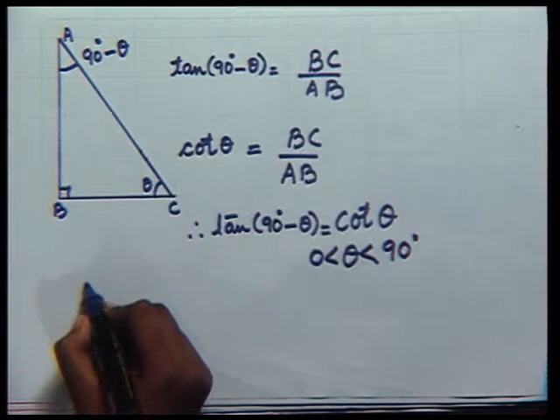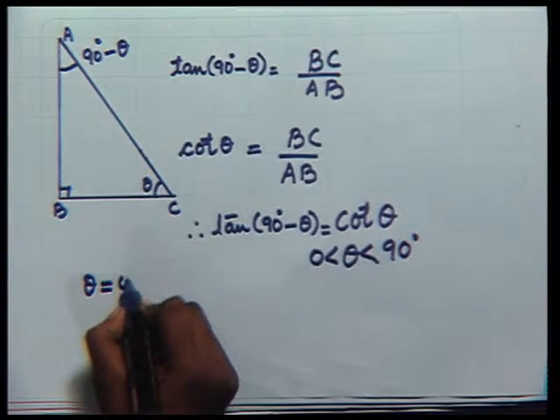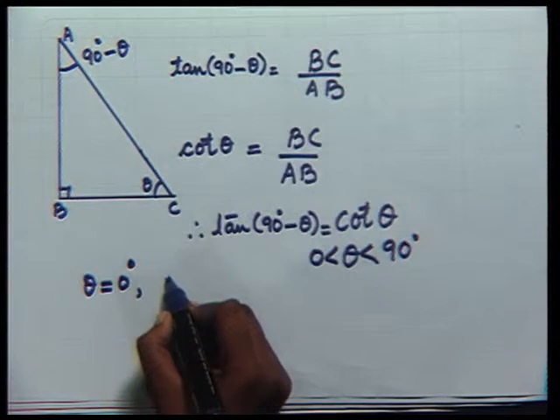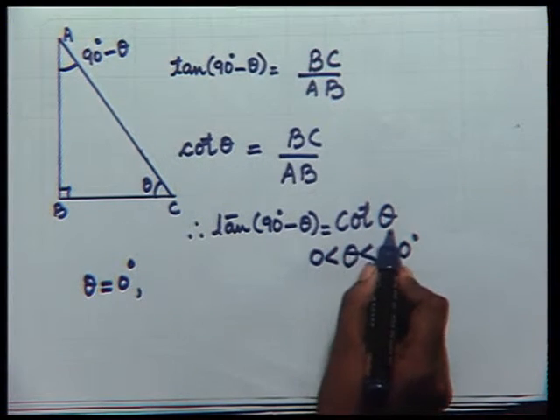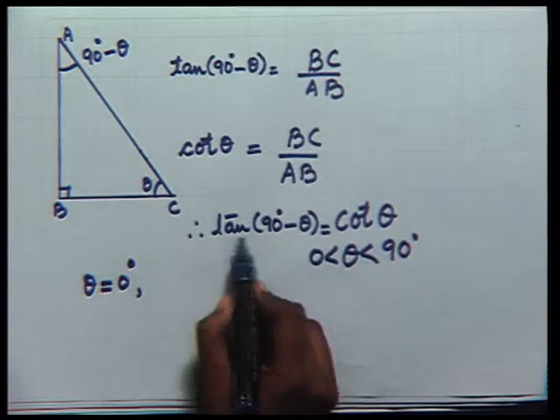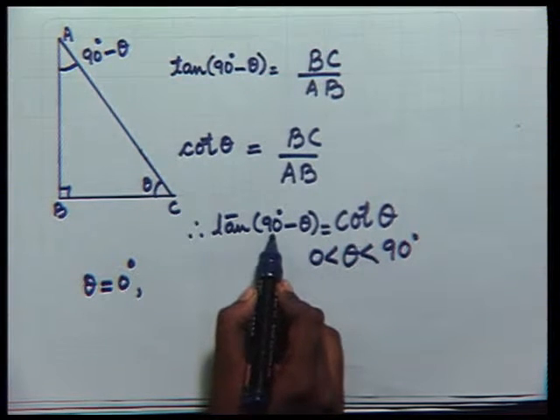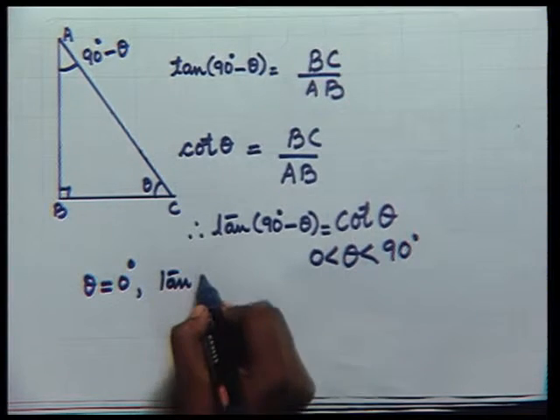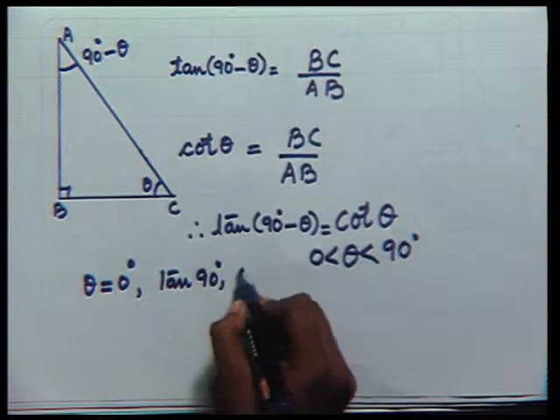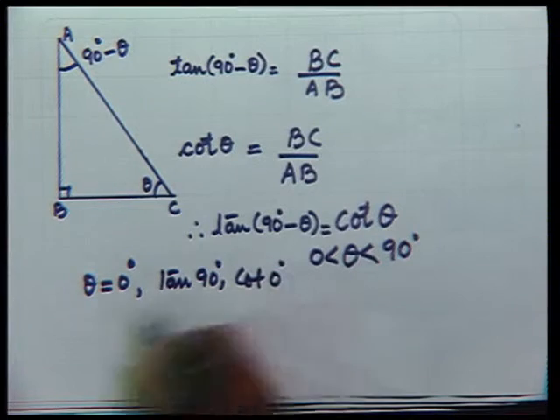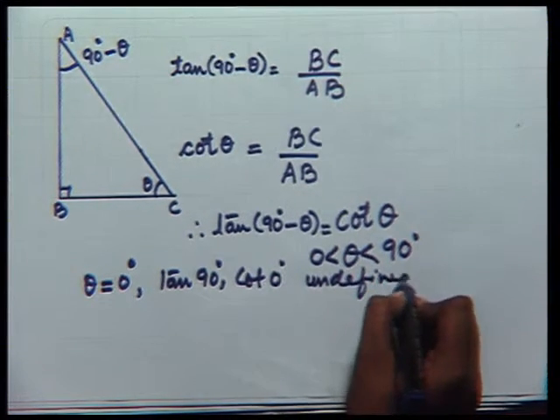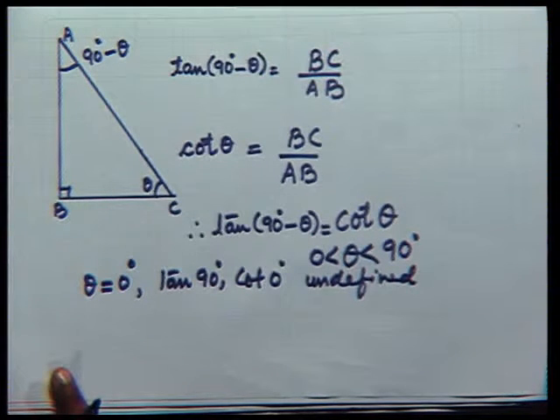Let us check for theta is equal to 0. When theta is equal to 0 degree, we find that both cot 0 as well as tan (90 minus 0), that is tan 90, are undefined. So, tan 90 and cot 0 are undefined. So, this equation is not defined for theta is equal to 0 degree.